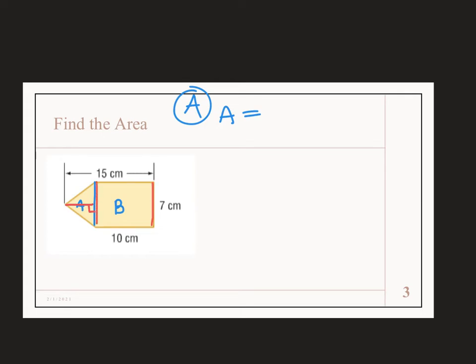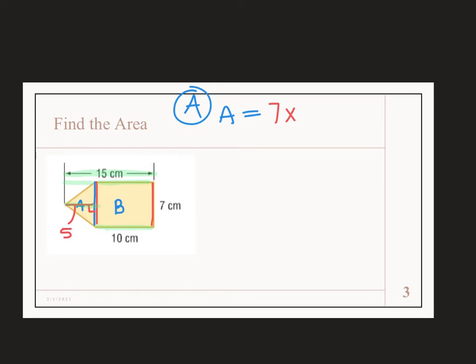We know it's 7 because of this right here. So we're going to be multiplying 7 times the height, and we're going to have to do a little bit of math to figure that out. If we look closely, we know the entire distance here is 15. And we know from here to here is 10, which means this remaining distance, that would be the height of this triangle, would have to be 5. So that height there is 5.